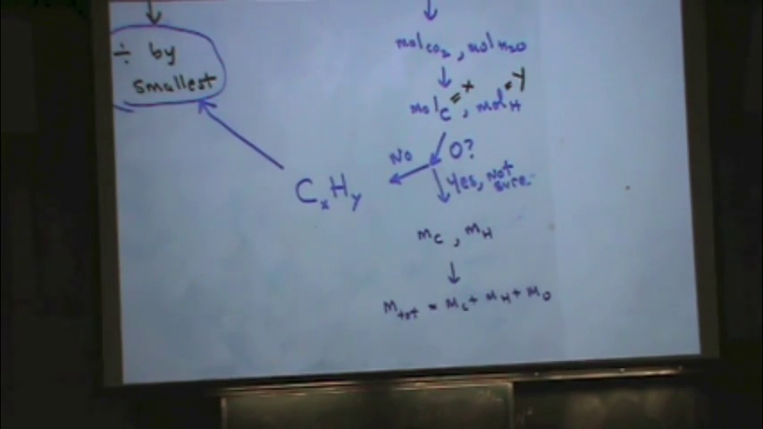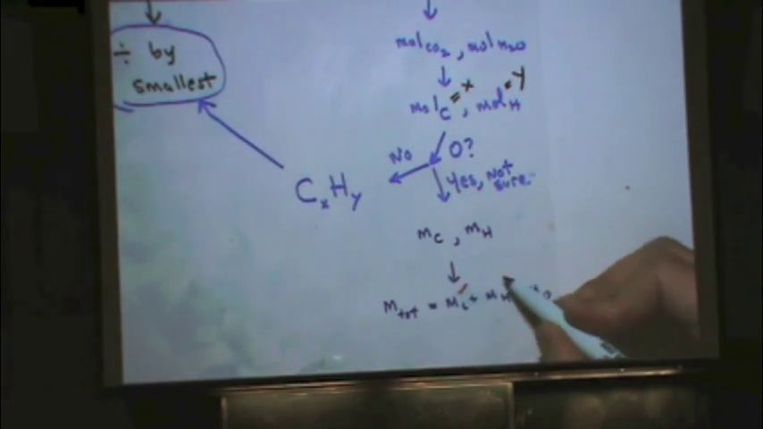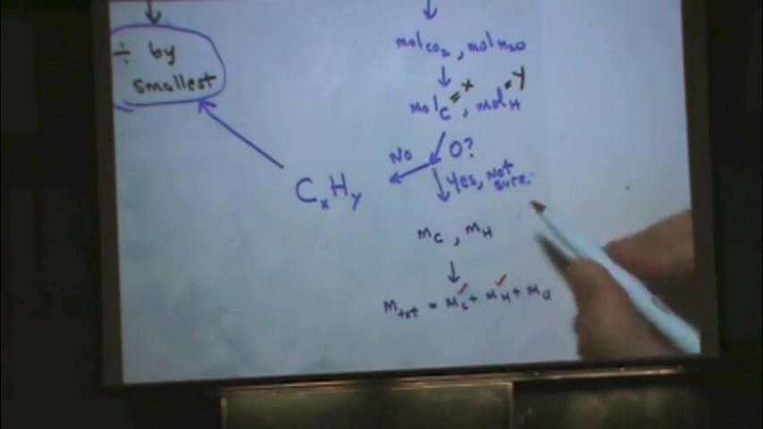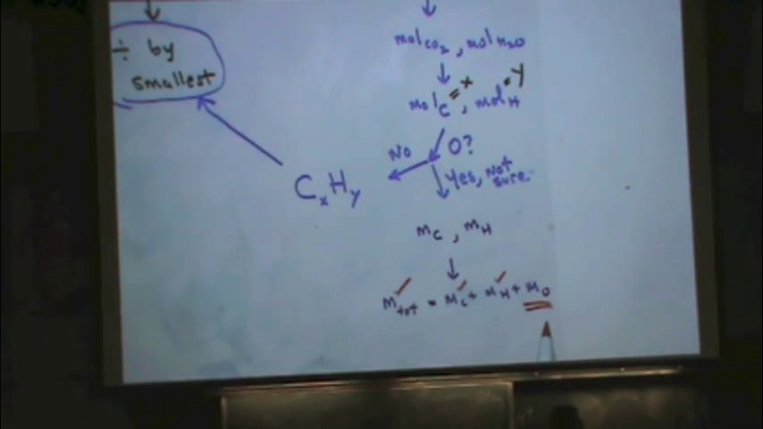Okay? And what you're going to do, you know the mass of carbon because you just found it right there. You know the mass of hydrogen because you just found it. And the mass total is given in the question. So the only thing you're not sure about is the mass of oxygen. So you solve for the mass of oxygen.